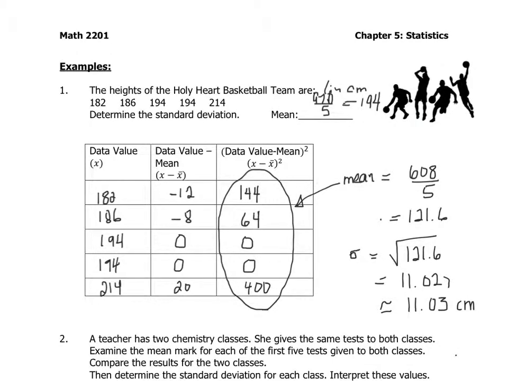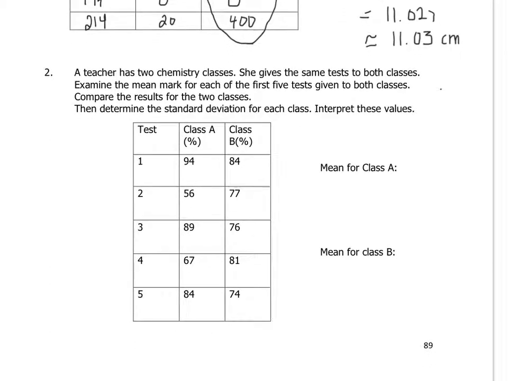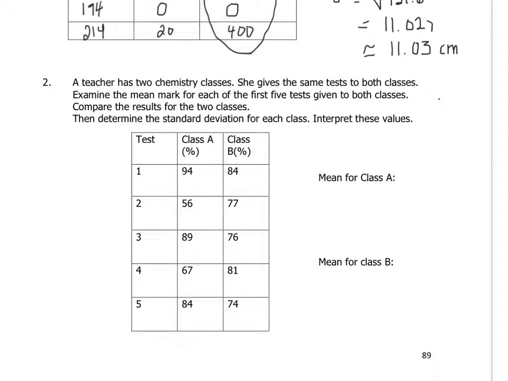Okay, question 2. A chemistry teacher has 2 chemistry classes. She gives the same test to both classes. Examine the mean mark for each of the first 5 tests given to both classes and compare the results for the 2 classes. Then determine the standard deviation for each class and interpret these values.